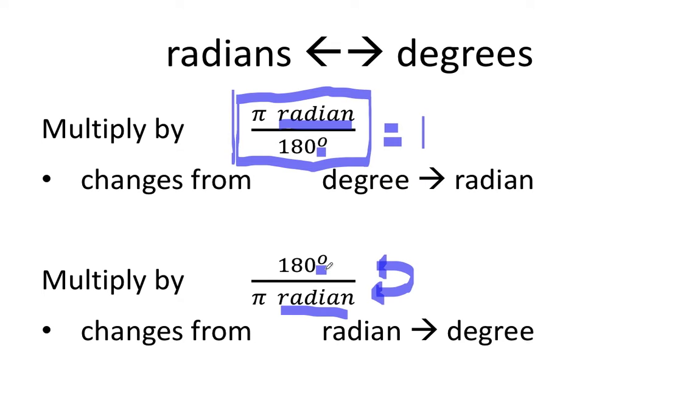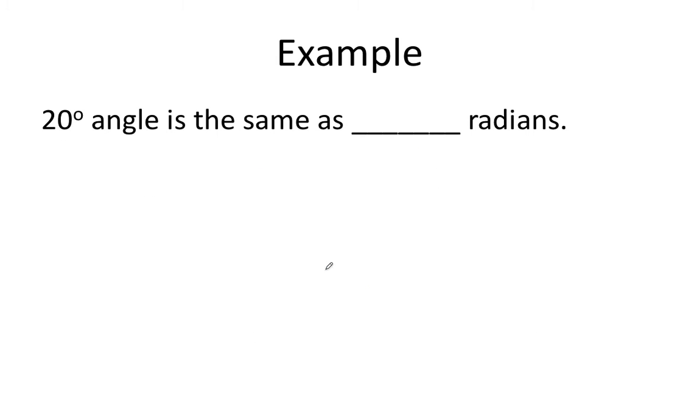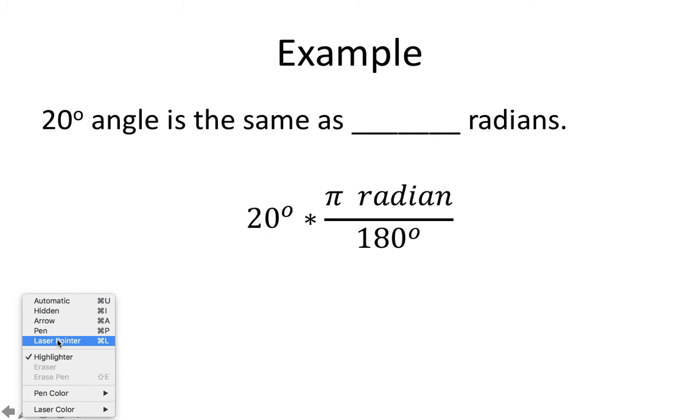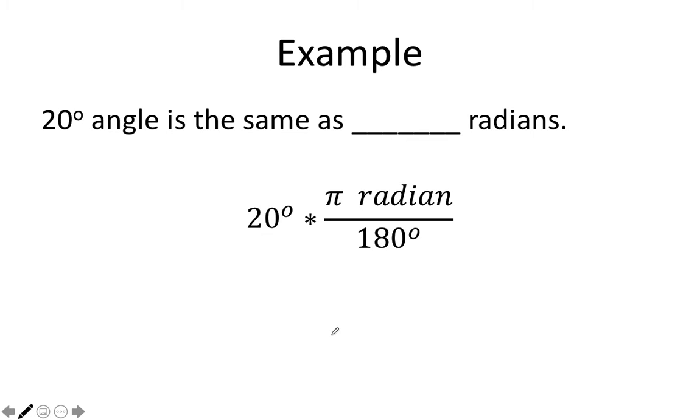Let's do a couple of examples of this. Let's say that you have 20 degrees. That angle is the same as how many radians? So I start off with my 20, and I'm going to multiply by that. And once again, this right here is just equal to 1.